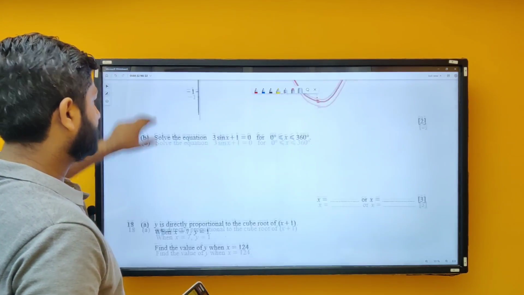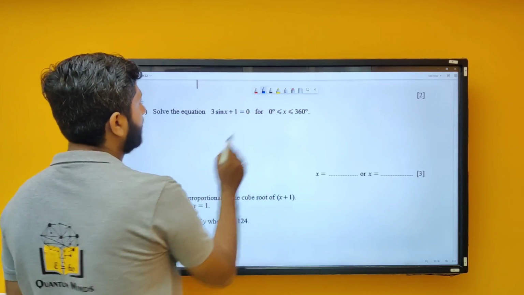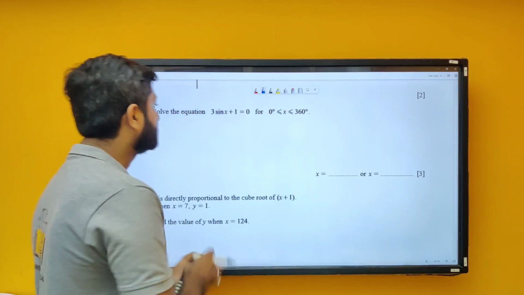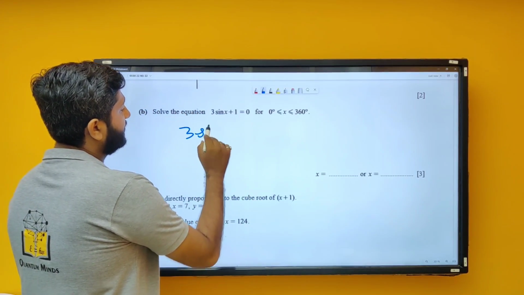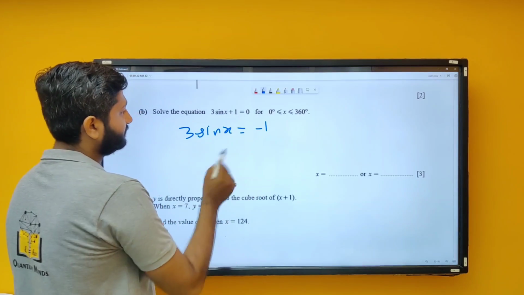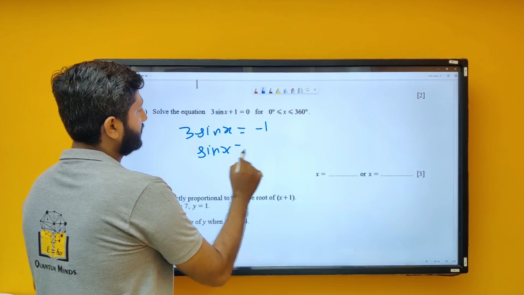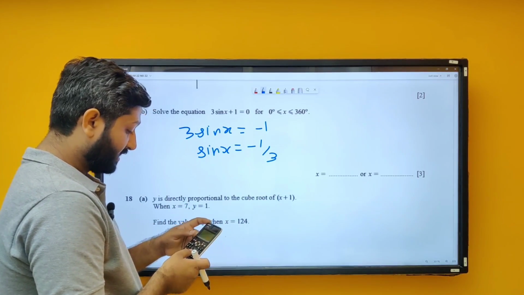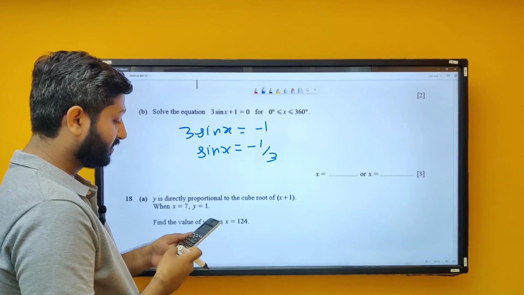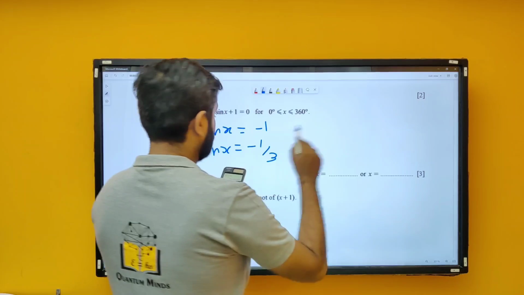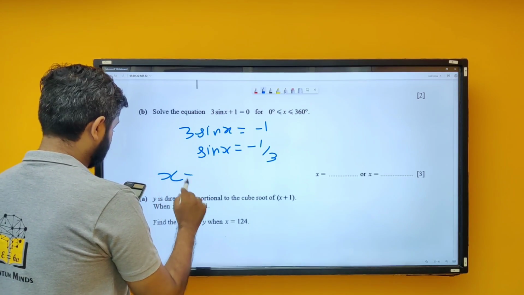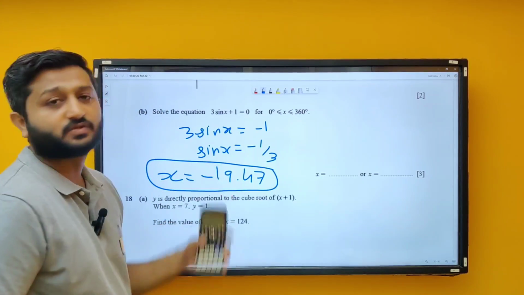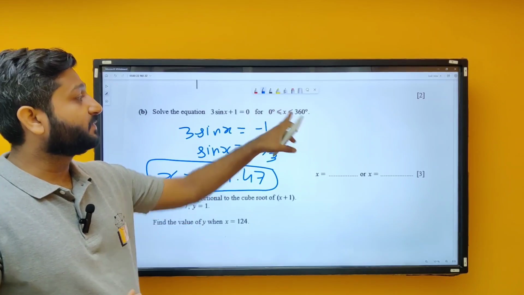Next, solve the equation. I have 3 sin x plus 1 equals 0 for x lying between 0 and 360. So from here I can say 3 sin x equals minus 1, sin x equals minus 1 by 3. So I have sine inverse of minus 1 by 3, which is the value of x, minus 19.47. Right, guys, I already know negative is not possible because the value of x is between 0 and 360.